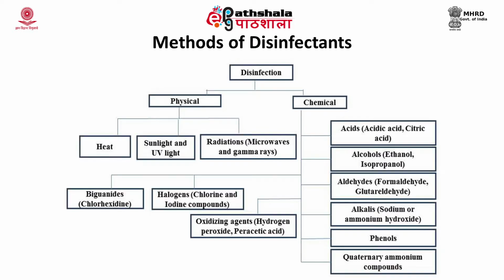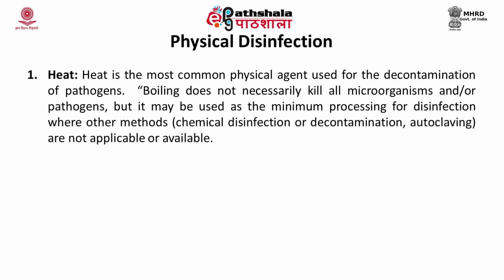Different methods of disinfection. Now, as you can see in the figure, the disinfection can be achieved either by a physical process or by a chemical process. The physical process involves heat treatment, treatment with UV light, or radiation, where microwaves and gamma rays are used to achieve the disinfection. In the chemical process of disinfection, alcohols, aldehydes, phenols, quaternary ammonium compounds, halogens, and oxidizing agents are used to achieve the disinfection. Let us discuss them one by one.